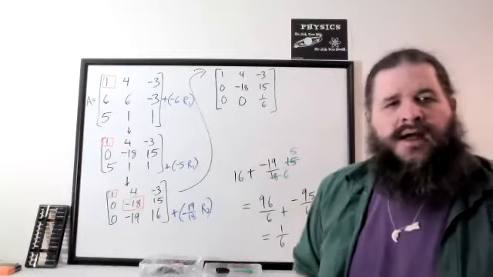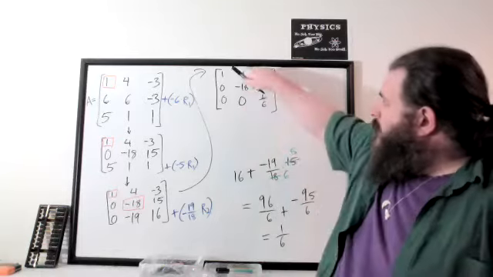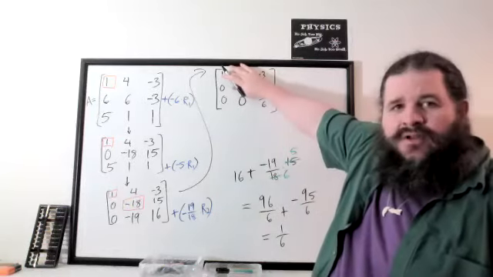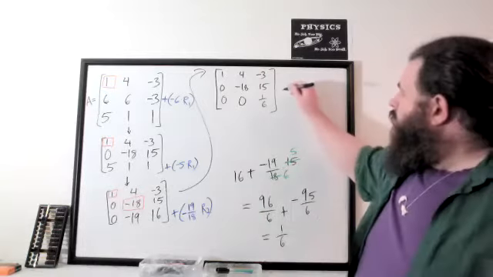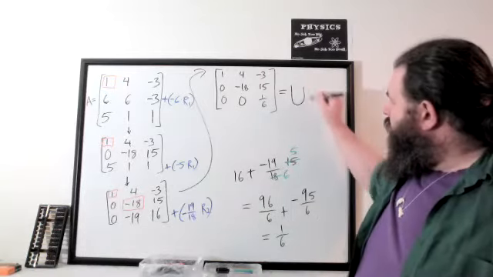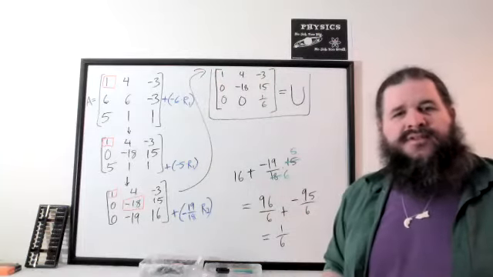So we've now gotten rid of everything under the pivots. This is now in upper triangular form. Everything below the main diagonal is all zeros. And we don't really care what's above the main diagonal other than keeping track of it. So this matrix we're going to call matrix U. Any questions on that so far?